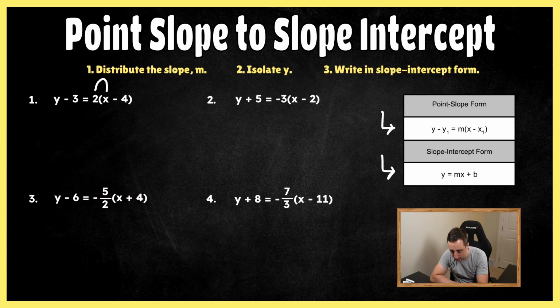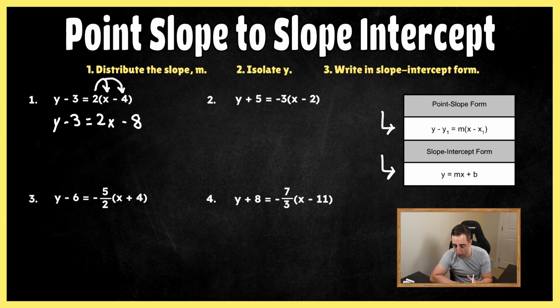So 2 times x, and then 2 times a negative 4. We're going to leave the left side of the equation completely alone. We're not distributing anything on the left side. So y minus 3 is just going to be brought down, equals 2 times x. A lot of students overthink this. 2 times x is literally just 2x. So I'm just going to bring down a 2x. And then 2 times negative 4 is a negative 8 or a minus 8.